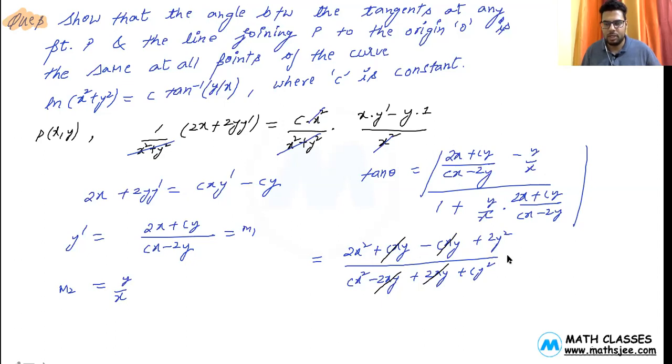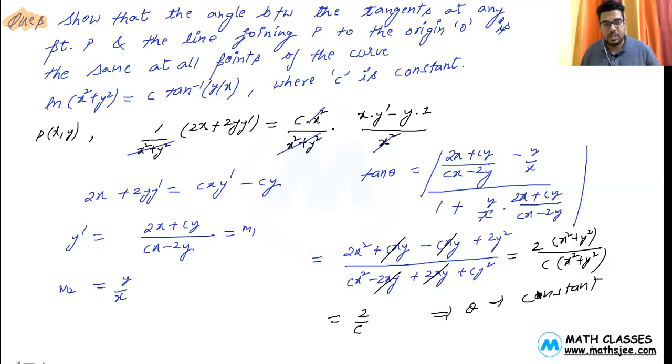Finally, you have 2 times (x square plus y square), because the rest of the part is just calculations, and c times (x square plus y square), right? So this is clearly 2 by c, which is constant. So tan theta equals 2 by c, and 2 by c is constant. So it simply implies that the theta we are finding is constant.